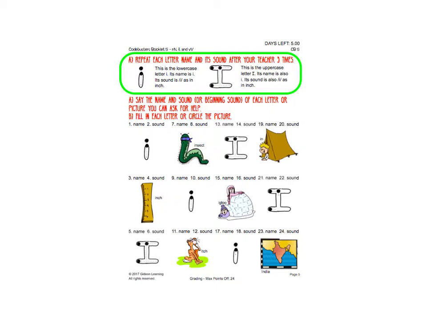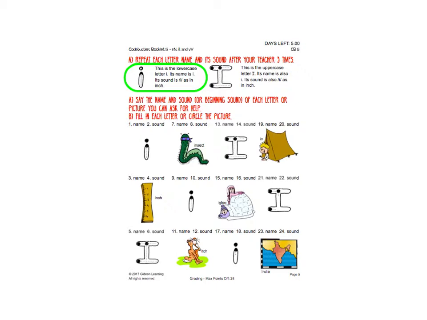Now we'll move on to our next letter. Let's read the directions first. Repeat each letter name and its sound after your teacher 3 times. This is lowercase letter I. Its name is I. Its sound is I, as in inch. I, I, I. And now we can write our lowercase letter I.